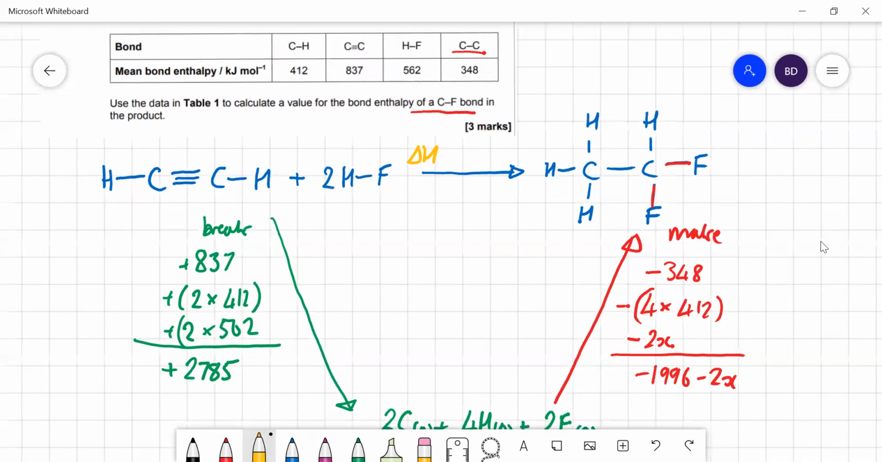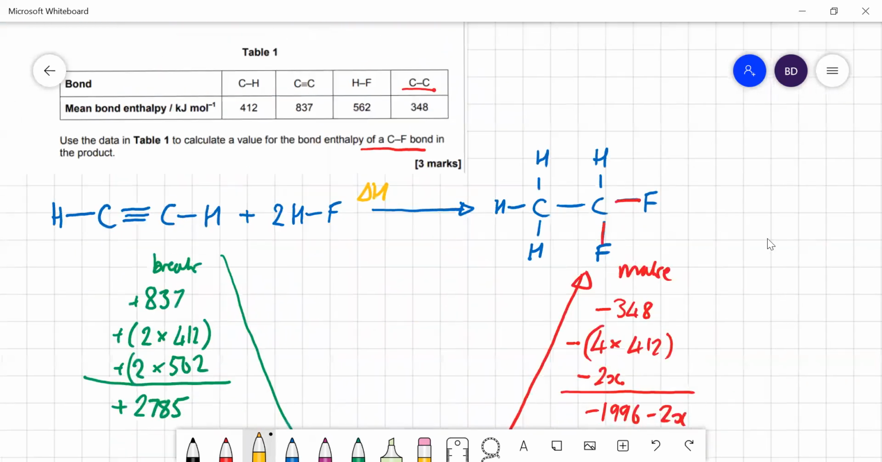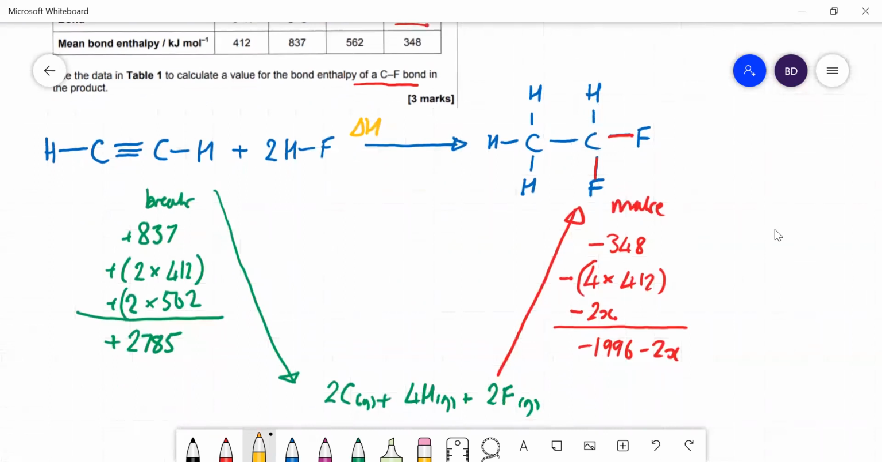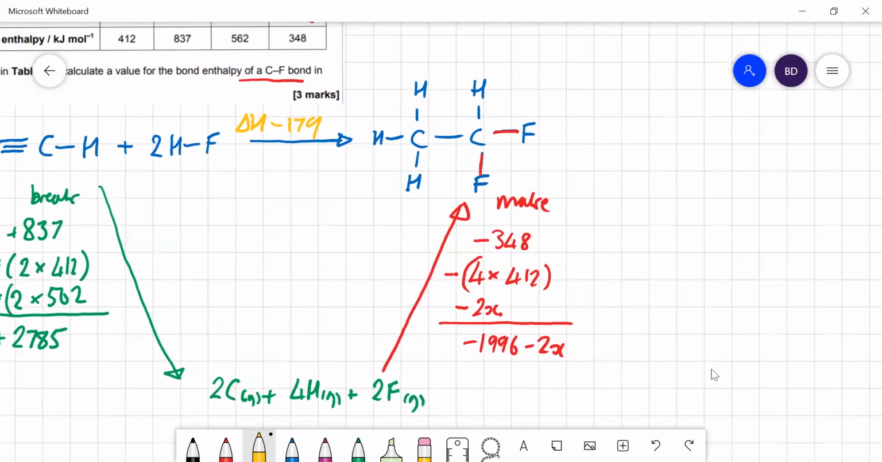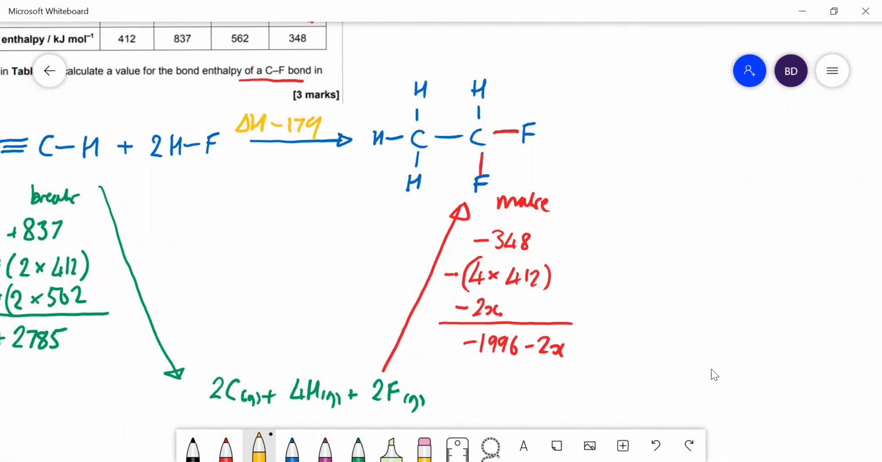Okay, now we know that this change here, they tell us in the question, delta H for the reaction is minus 179 kilojoules per mole. So let's do it over here. So we know that the yellow arrow, that's minus 179, is the same as doing the green arrow. So that is going to be 2,785.